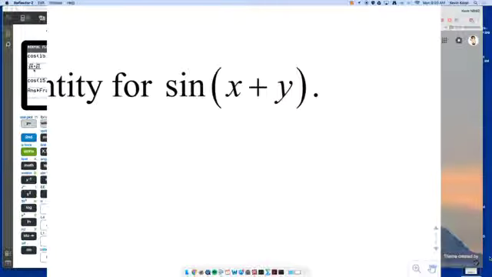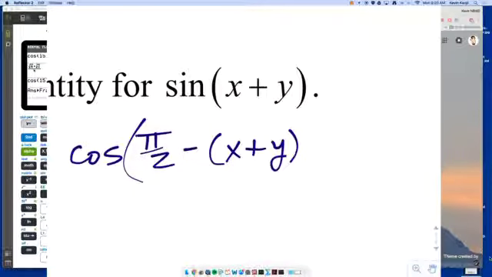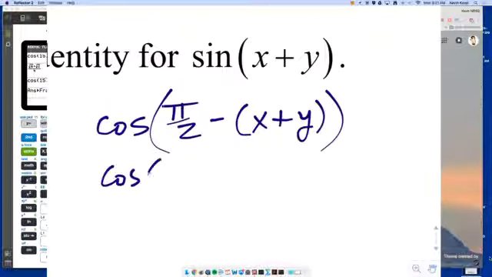Sine of x plus y then becomes cosine of, by the cofunction identity, pi halves minus the angle x plus y. All right? So think of this as sine of blob. Sine of blob is always equal to cosine of pi halves minus the blob. So the angle doesn't have to be just a single letter or a single number. As long as you treat it as a quantity, it'll work. So the parentheses there are important. Now what I'm going to do is distribute the negative, and I get minus x minus y.